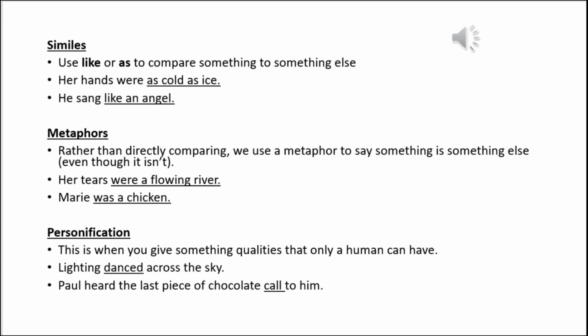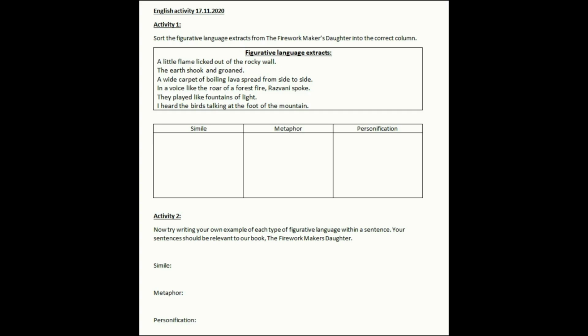With personification, this is when you give something that can't have human qualities the possibility to have these qualities. So lightning danced across the sky. Paul heard the last piece of chocolate call to him. In each example here, neither of the items can actually do what is being said. So lightning can't dance, but it can appear to dance, and therefore it works as a piece of personification.